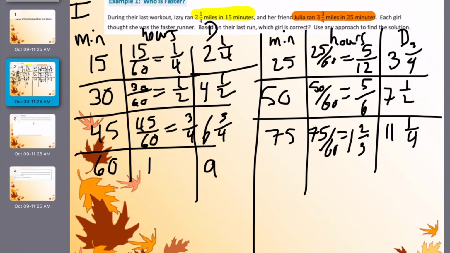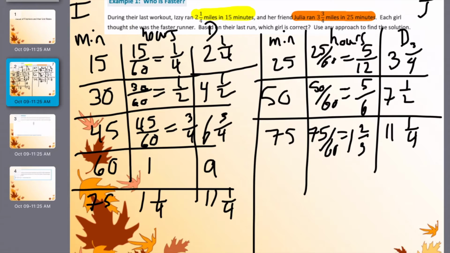Now there are two ways that I can go about doing this. I can try to think about what my constant of proportionality is, or I could try to see if I can find a similar time. I'm actually going to do both, because I know that if I add another 15 minutes on top of 60, I'm going to be at 75 minutes. So that's going to be 1 and 1/4 hours. After 75 minutes, I know that Izzy has run 11 and 1/4 miles, and I know that Julia has also done that. So it seems like they're equally as fast.